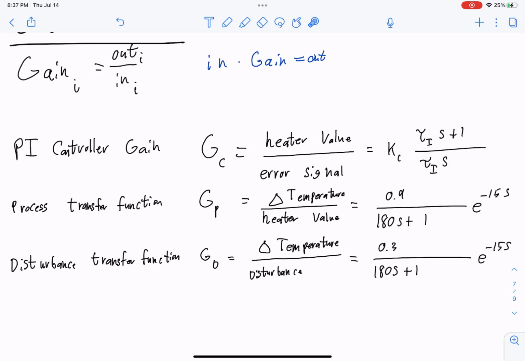So the gain is Kc, the gain of the controller, times tau I s plus 1 over tau I s. Process transfer function. What goes into the process? Well, let's think about our temperature control lab. What goes in is the heater setting. What goes out? Change in temperature. And again, those constants should look pretty familiar. What happens with our disturbance transfer function? Well, we have some disturbance, and that results in a change in temperature of our process variable. So here we have that transfer constant as well.